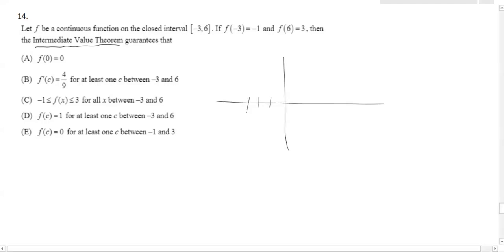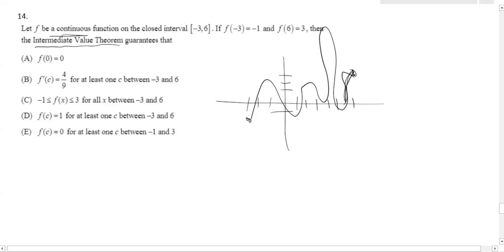So if we're at (-3, -1) and then (6, 3), if the function's continuous, then somehow it has to pass through all the y values. Well, be careful with how I draw that. It has to pass through all the y values. I don't know if it goes above or below them. I don't know how many times it hits them, but it has to hit every y value between -1 and 3. It has to hit them at least once between the x values of -3 and 6.